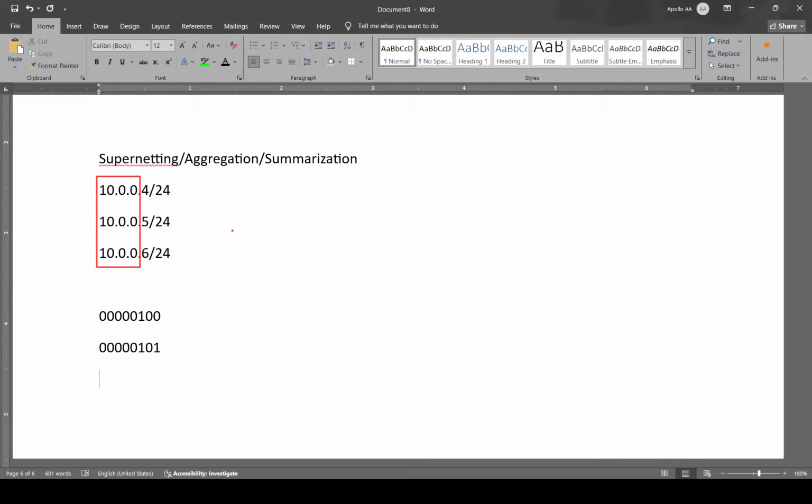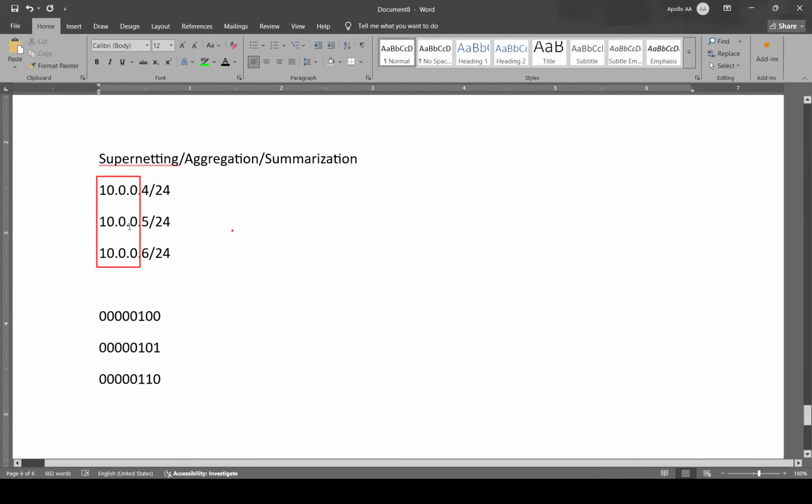Then the last one is 1, 2, 3, 4. That is again 8. That is 4. That is 8. That is 4. That is 2. That is 1. So if you write the last octet of those 4 addresses in binary, this is how they look like.